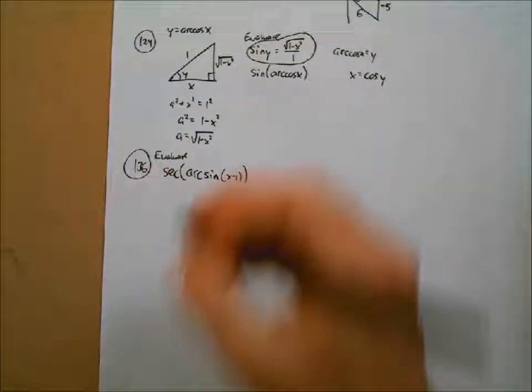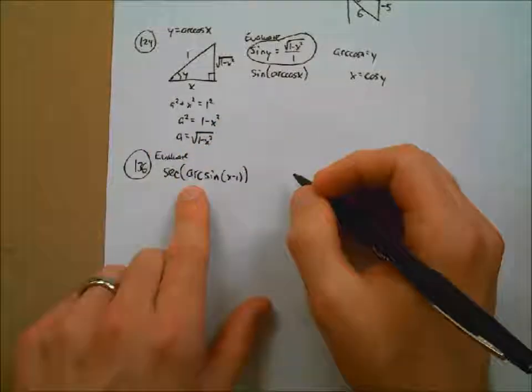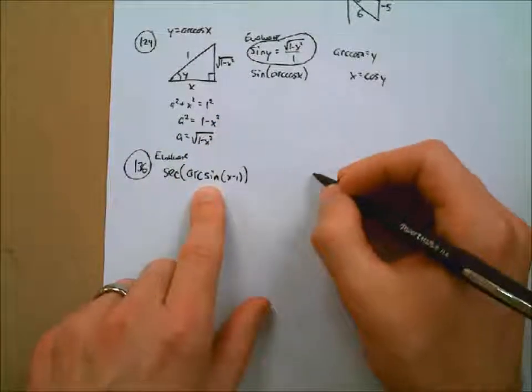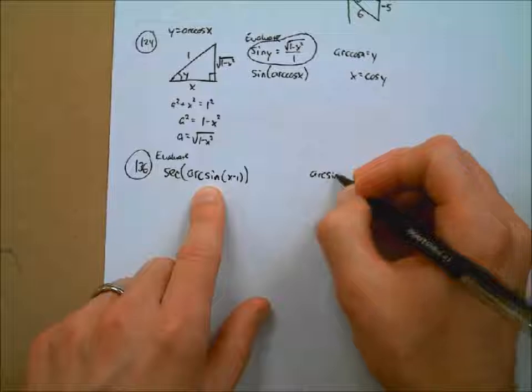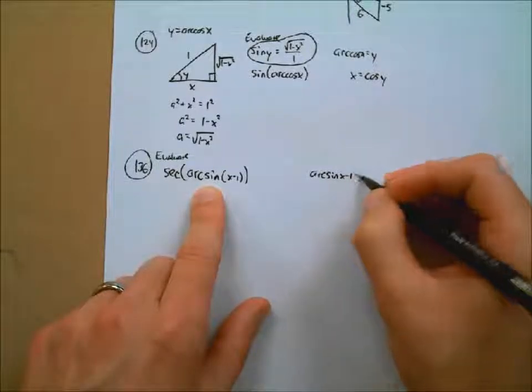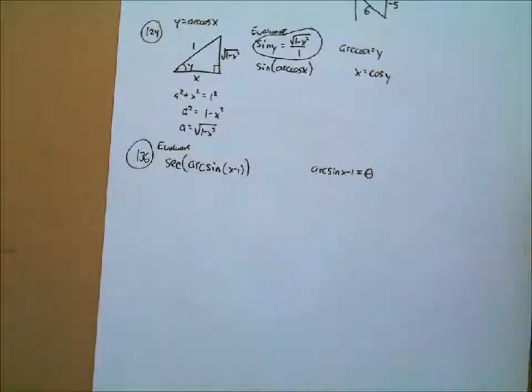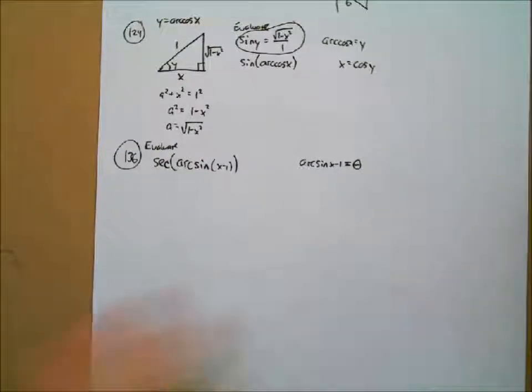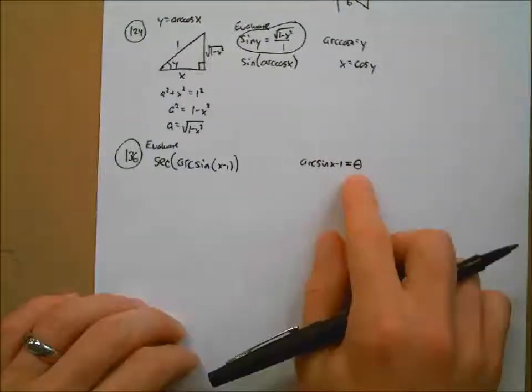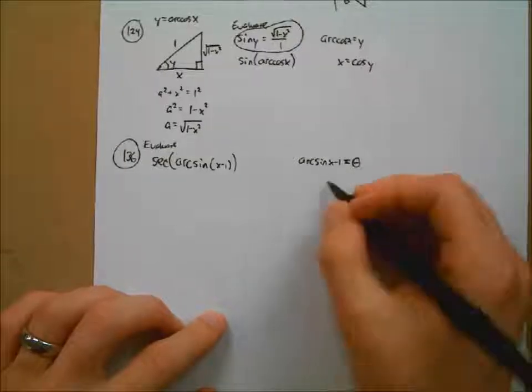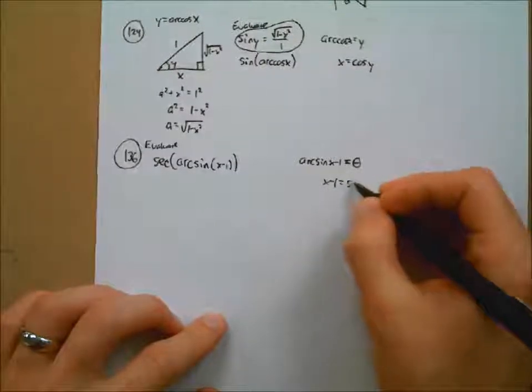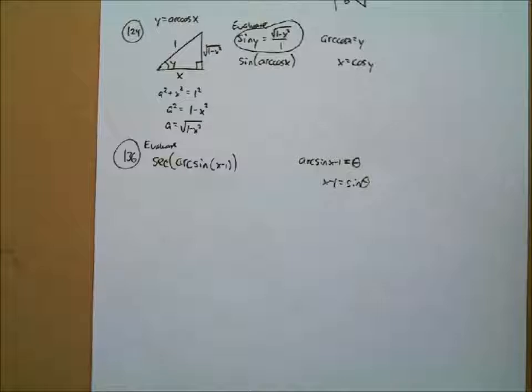So again, we'll take this piece inside here. We'll say, all right, let's figure out what arcsine of x minus 1 is. That's going to equal some angle theta. Again, the input for an inverse trig is a ratio, the output is an angle. So it's got to equal some angle theta here. We'll take sine of both sides, and we get x minus 1 equals sine of theta. Okay, so now we can go ahead and draw that right triangle.